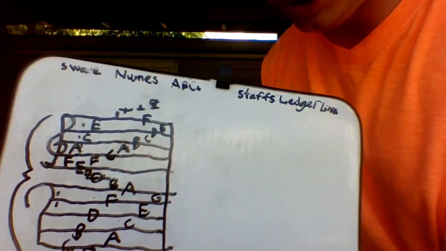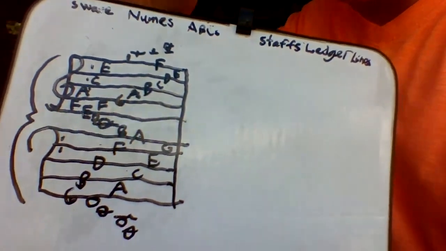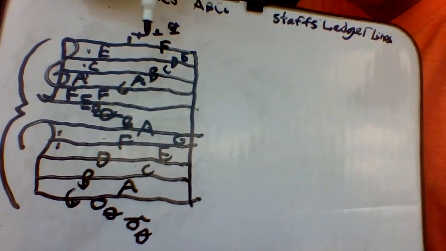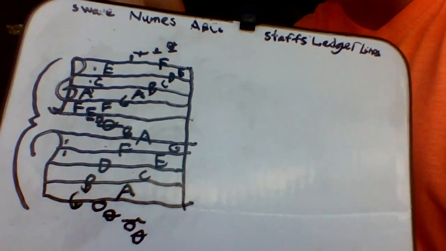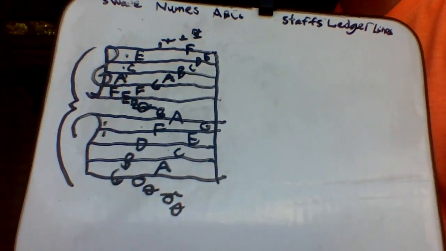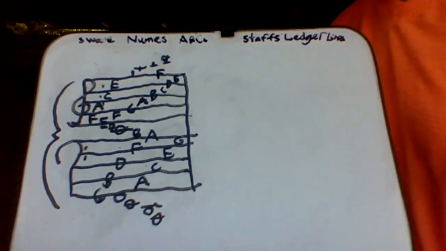That's probably like the extremes you'll see in most writing. This low C and this high C up here, that's probably like the extremes for range you'll see in most writing. Yeah. So that's basically it.